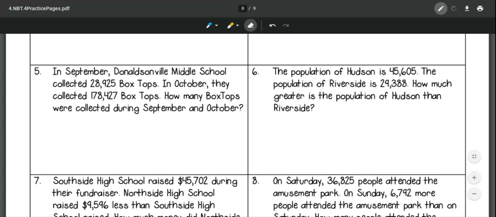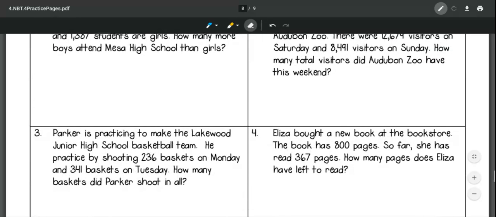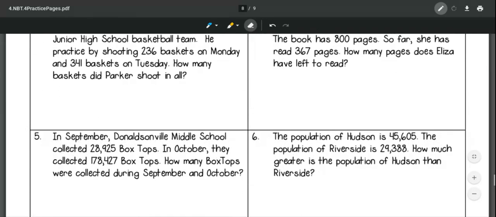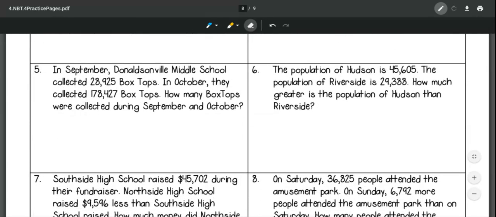So number 5 is the first one that we're going to look at, and in our directions up here at the top, it tells us solve the word problems below. Be sure to show your work and label your answer. Circle or highlight the key words that tell you which operation to use. So number 5, it says, in September, Donaldsonville Middle School collected 28,925 box tops. In October, they collected 178,427 box tops. How many box tops were collected during September and October?